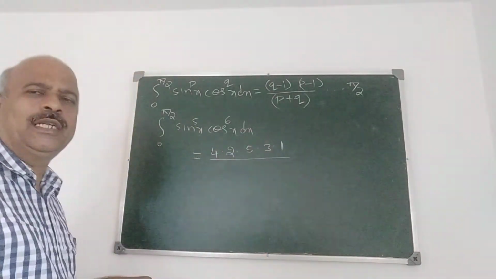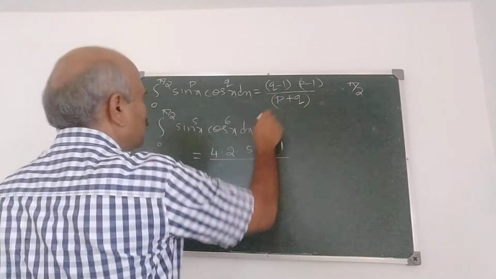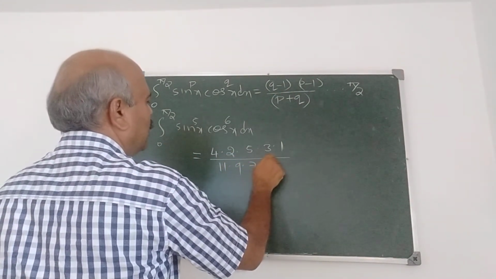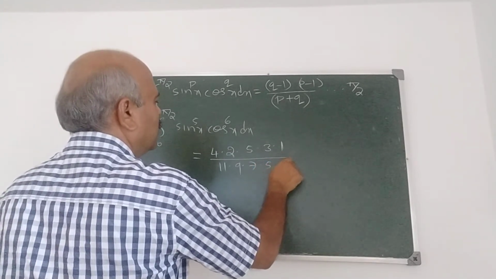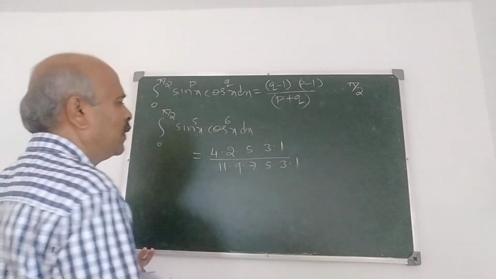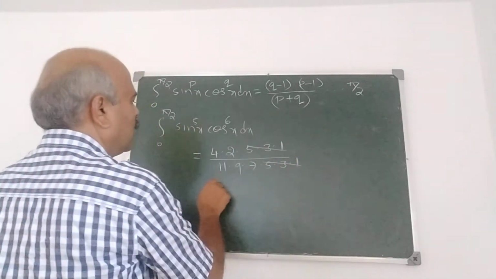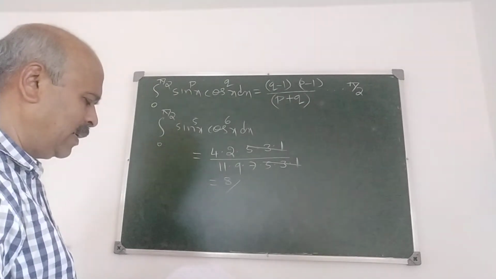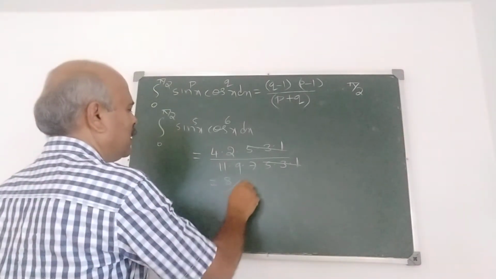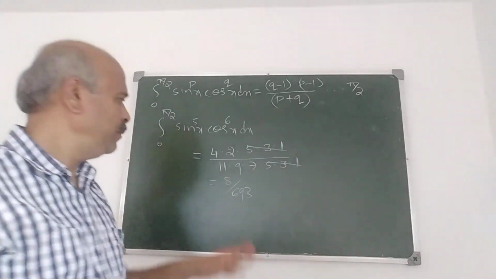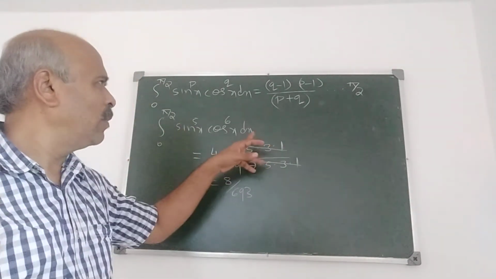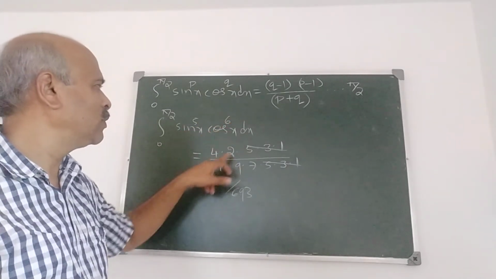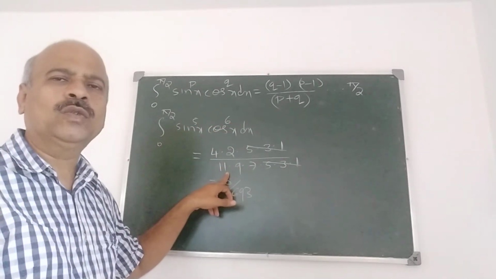Divided by, what is the denominator? It starts from p plus q. What is p plus q? 11, 9, 7, 5, then 3 and 1. This 5, 3, 1 cancels. You will get 8 by, multiplying 11, 9, 7, that is 693. This is the value. To follow how to apply this, three factors are there. One starts from p minus 1, second starts from q minus 1, denominator starts from p plus q.